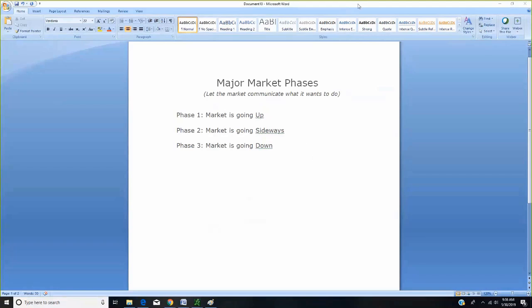Okay, so for example, phase number one, the market is going up. Phase number two, the market is going sideways. Phase number three, the market is going down. There are only three phases, and our job is to figure out what the market is doing, what it's communicating. Is it going up? Is it going sideways? Is it going down?